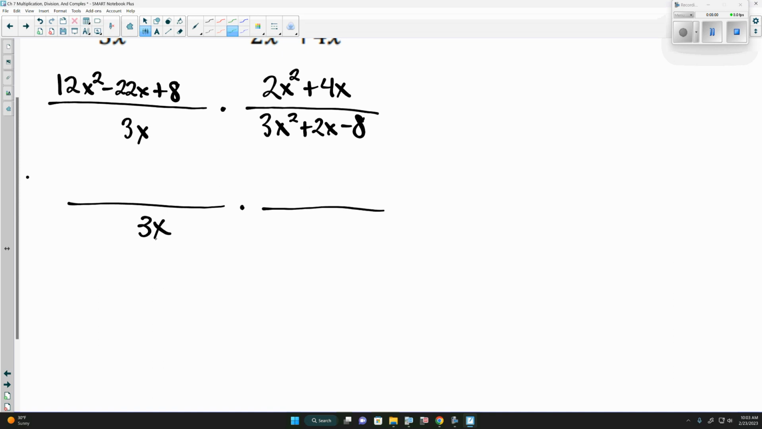I would look at the 2x squared plus 4x. 2x squared and 4x, do they have a greatest common factor? They have 2 and they have x. So we can factor 2x out of both terms. If I factor 2x out of 2x squared, we're left with x plus 2x factored out of 4x. The x factors out completely, and 4 divided by 2 is 2.